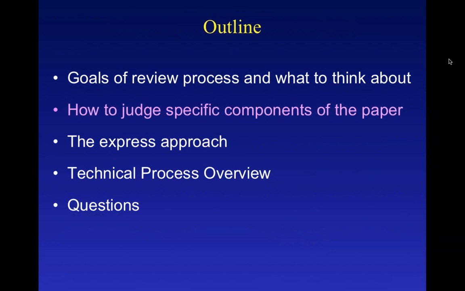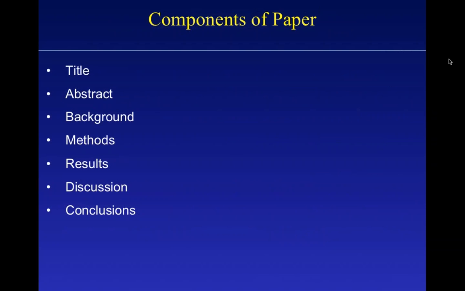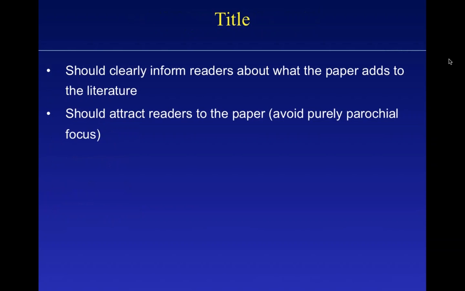Okay, so much for the overall goals of the review process and what to think about. Now, how should you judge specific components of the paper? As we all know, the components of the paper are title, abstract, background, methods, results, discussion, and conclusions. The title should clearly inform the readers about what the paper adds to the literature. In addition, it should attract readers to the paper, and ideally should avoid a purely parochial focus.